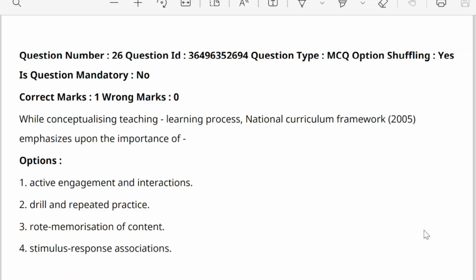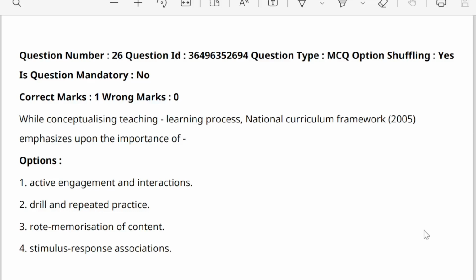Question 26. While conceptualizing the teaching learning process, National Curriculum Framework 2005 emphasizes the importance of active engagement and interactions, drill and repeated practice, rote memorization of content, or stimulus response associations.